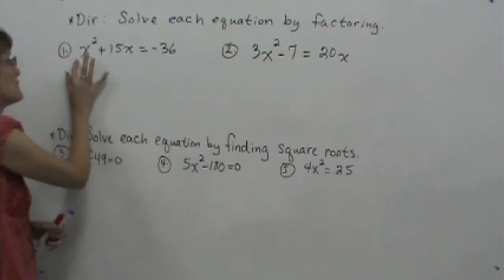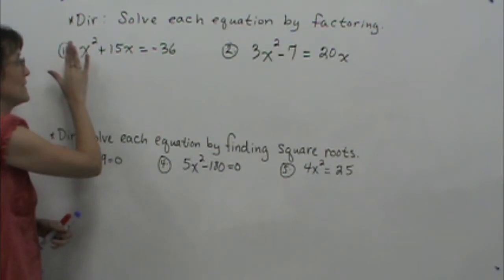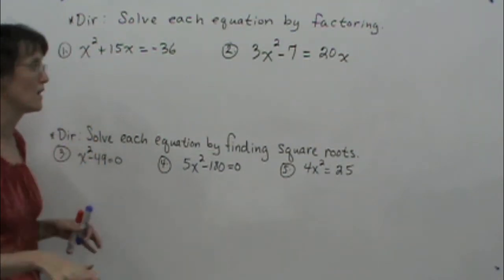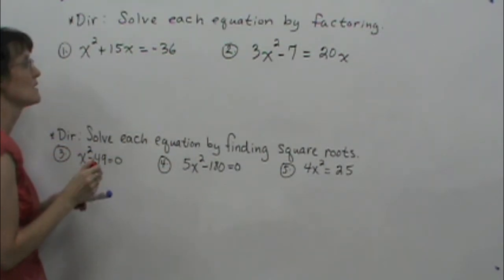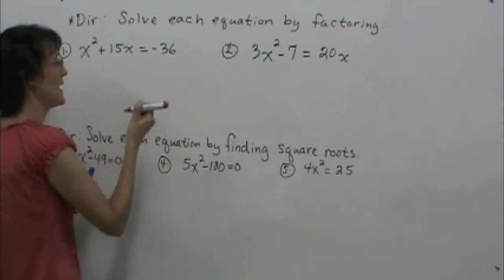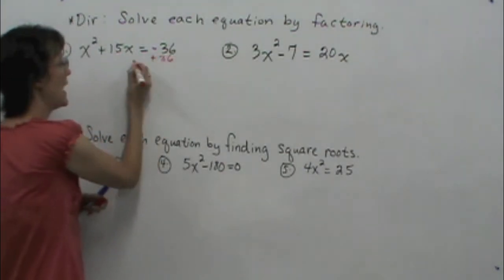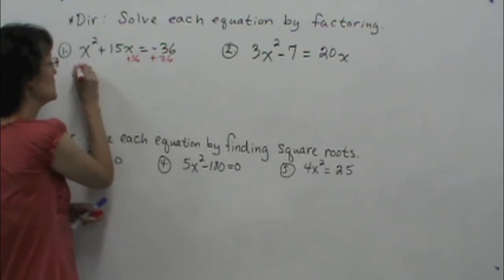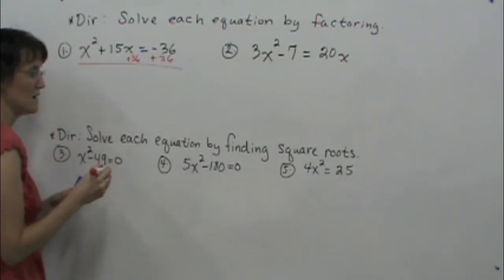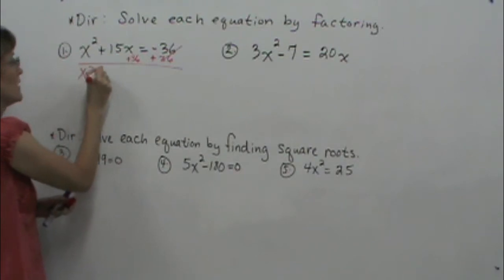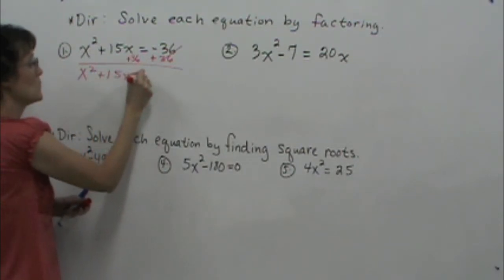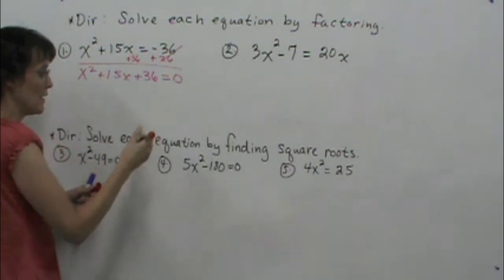Okay, so I have a positive x squared, so I want to leave everything with the positive x squared alone, and I want to move this piece. If I move that piece, I want to get this equal to 0, so I'm going to add 36 to both sides. I'm going to put it right there because that's where it belongs in standard form. So then I've got x squared plus 15x plus 36 is equal to 0.